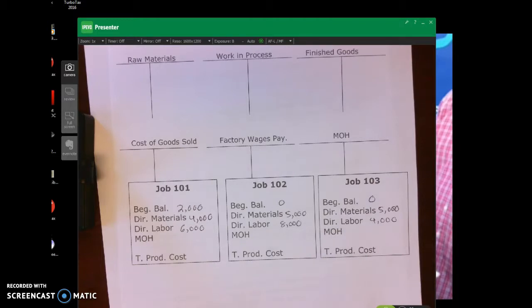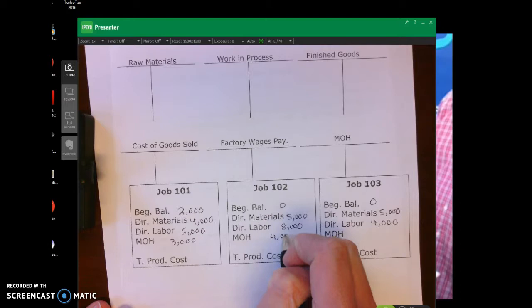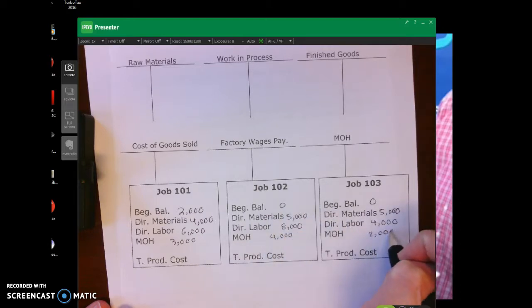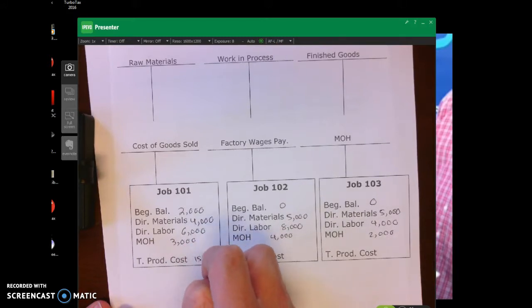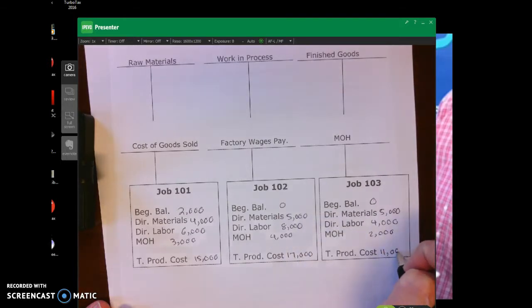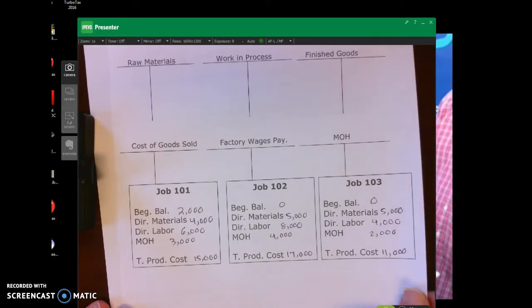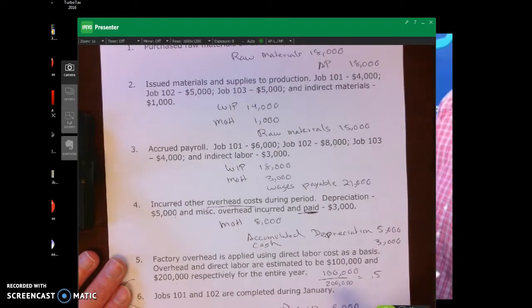And then we have to add in our overhead. Remember that our predetermined overhead rate is 50 cents. So for every direct labor dollar that we have, we apply 50 cents of overhead. That means 6,000 times 0.5 is 3,000, 8,000 gives 4,000, and 4,000 gives 2,000. We can add up all of these, and this gives us a total cost of $15,000, a total cost of $17,000, and a total cost of $11,000 for job 103. Now we can resume back to our journal entry for number 6.